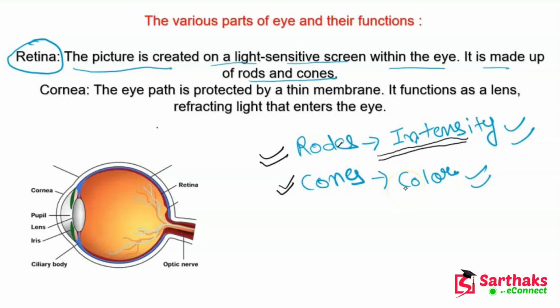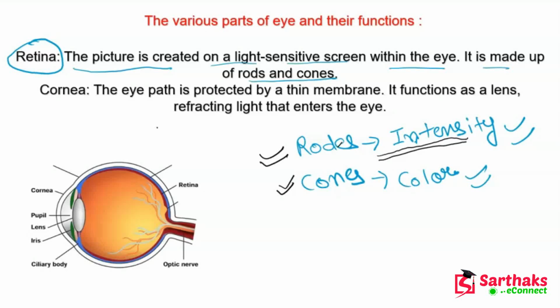And guys, we also have color sensitive cells, which are cone cells, so we can also sense the colors. I hope the work of retina is clear to you. Now let's talk about the work of cornea.